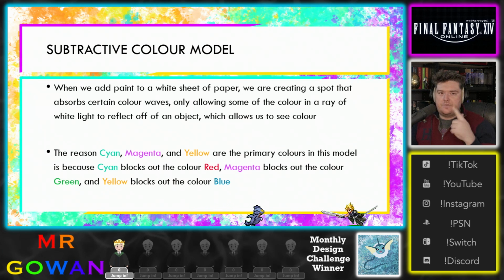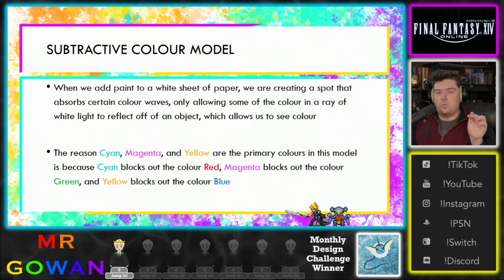In the subtractive model, we're actually doing the opposite. What we need to do in order to find the primary colors is block one of those colors. So if you are blocking red, then you are left with cyan. If you block green, then you're left with magenta. And if you block blue, then you are left with yellow. Let me explain why.